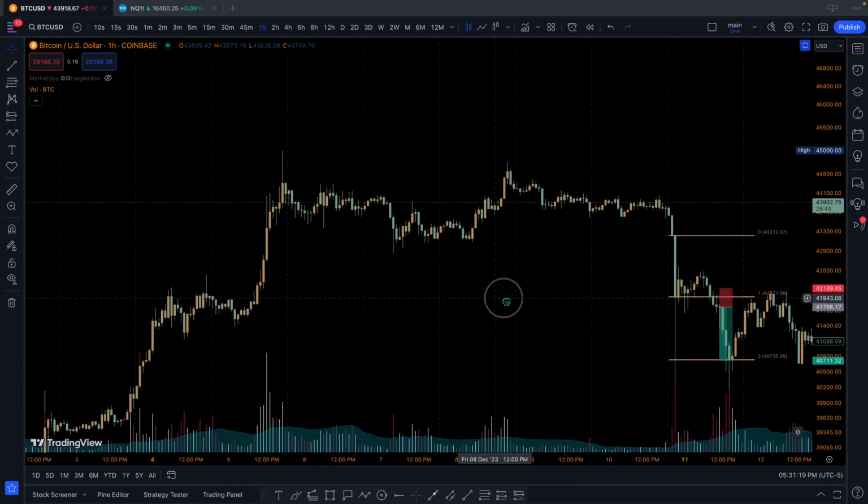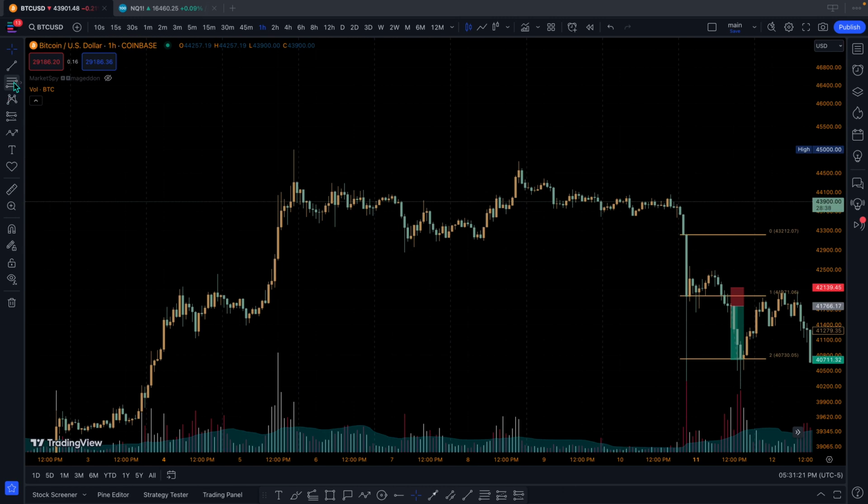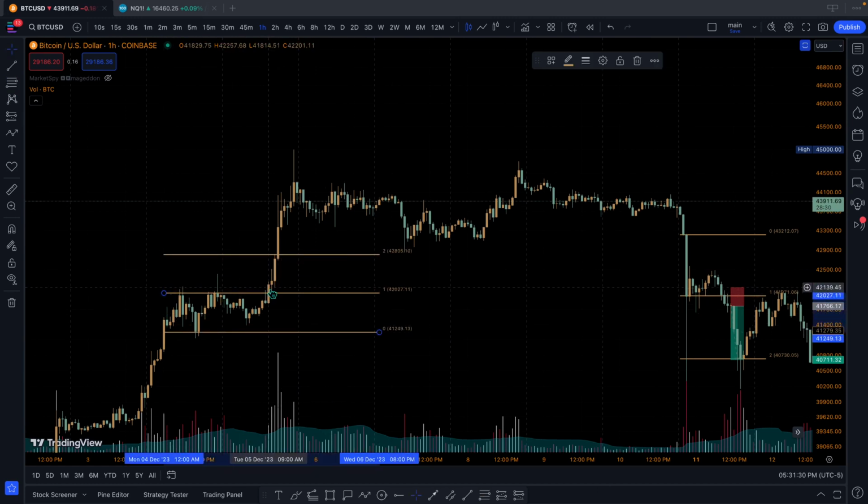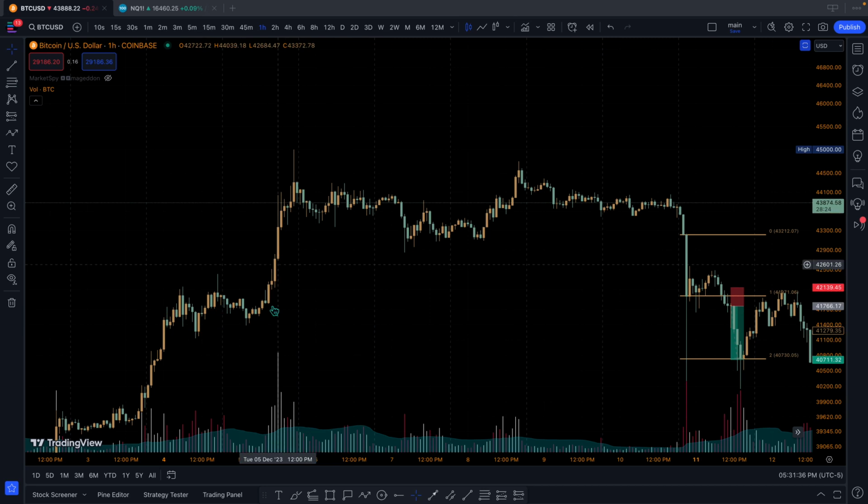So let's keep going. Again, you missed the pump, you were sleeping or something. Now we're consolidating. Measure it. Once this breaks, get into it. Bam, got your TP. Perfect. It's giving you all these opportunities to trade.